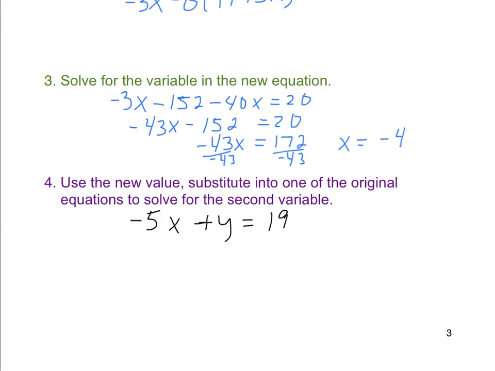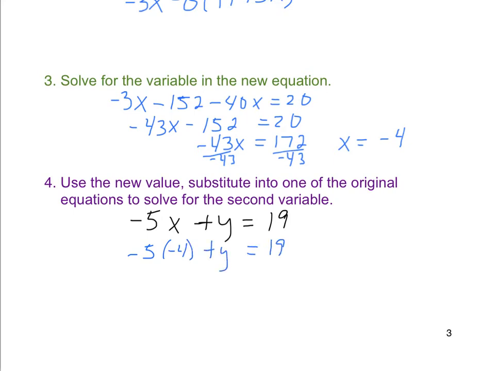It doesn't matter which of the two equations you pick. Sometimes I go with the equation that's got smaller values that appear to have less work. So I picked the equation that's negative 5x plus y equals 19. So that negative 4 is going to go in here for x. So that's really a second substitution that we're doing in this problem.